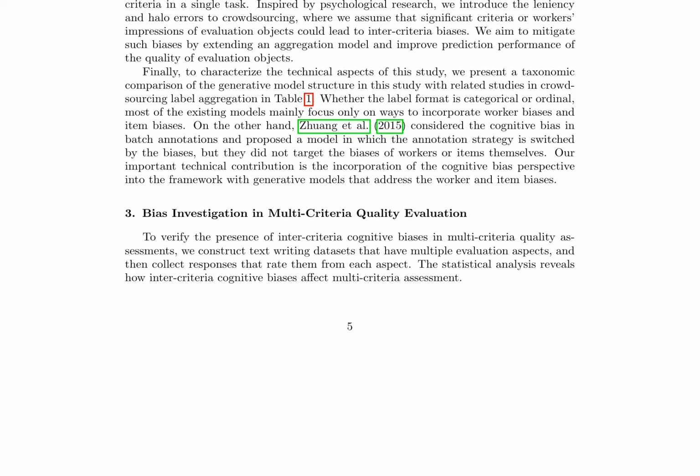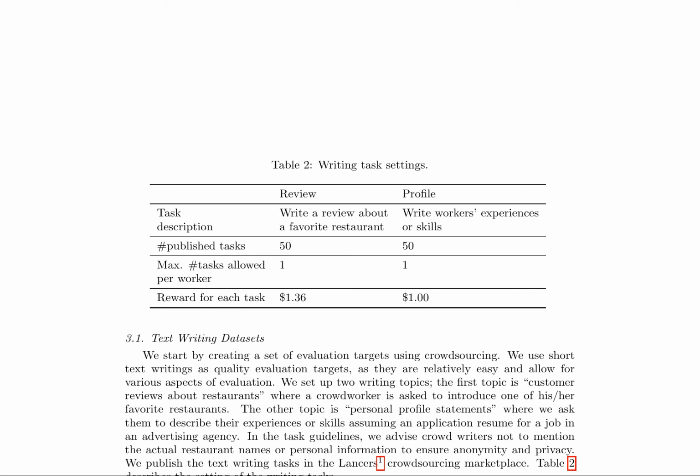Researchers have developed a novel approach to creating evaluation targets for assessing text quality. To achieve this, two writing tasks were designed, one involving customer reviews about restaurants and another focused on personal profile statements. These tasks were published on the Lancers crowdsourcing marketplace, yielding an initial 50 reviews and 37 profiles. After reviewing and refining the datasets, the final collections consisted of 50 reviews and 36 profiles.